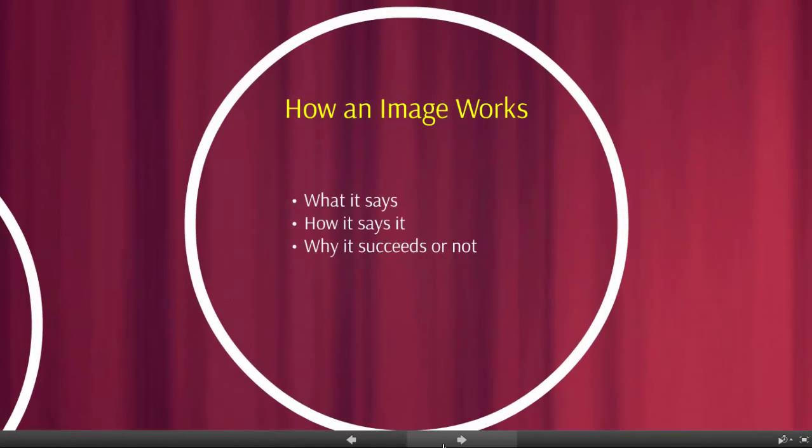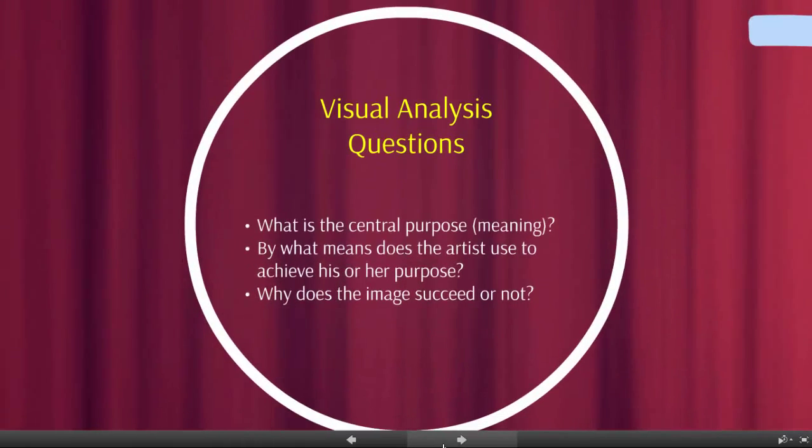Now, the focus of this assignment is basically these three concepts. You want to look at what it says, how it says it, and whether it succeeds, why it succeeds or not. And that's what makes it a visual analysis, because you're having to take the various stylistic pieces that the creator uses and infer what they could mean and how they influence the targeted audience. So for this assignment, you'll be answering these three questions.